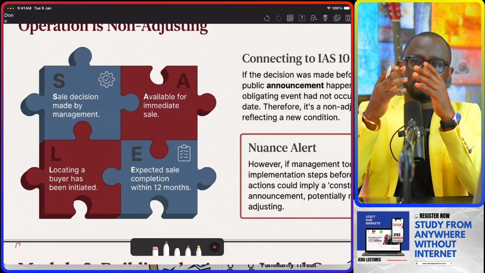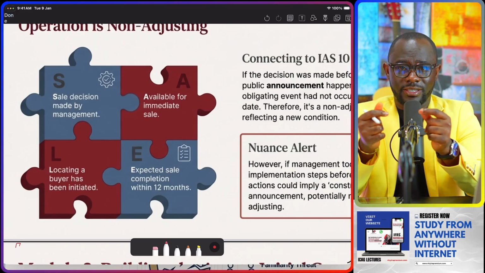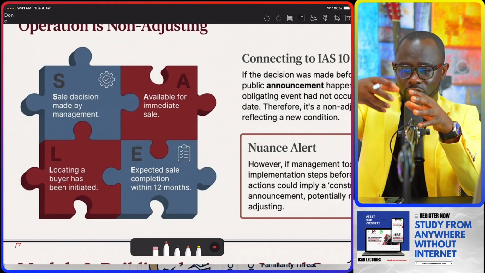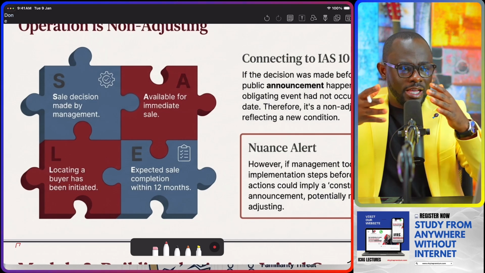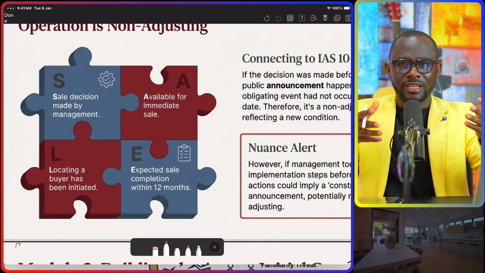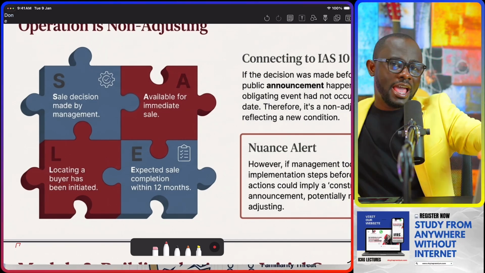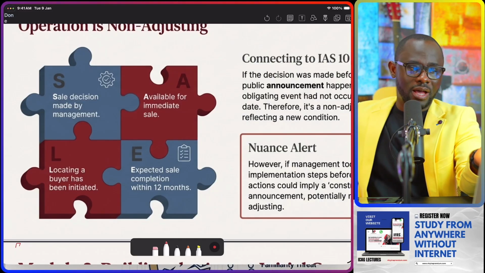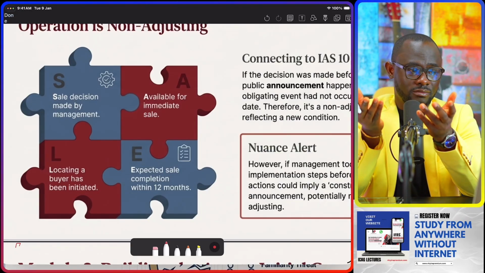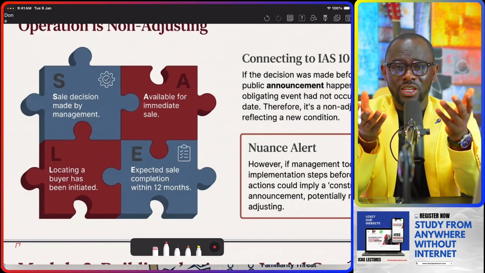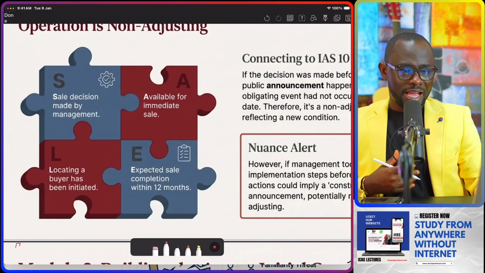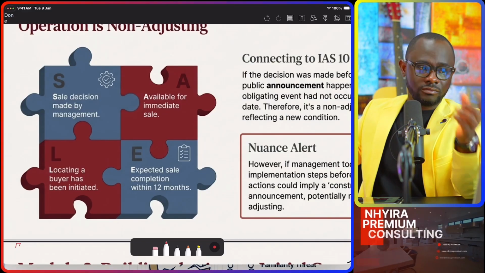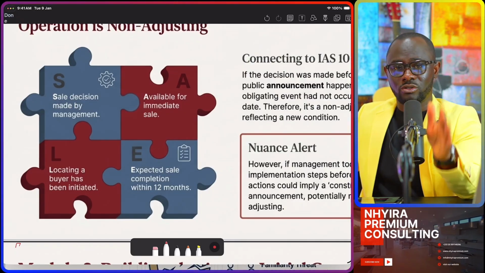S means management must make a decision that they want to sell the asset. A, the asset should be available for sale. In other words, the asset should be put in a saleable condition. The entity cannot say, oh, we are selling the asset, but they are still using the asset. L means locating a buyer, or the entity has identified a buyer. This is through advertisement. Okay, locating a buyer has been initiated. So they are advertising that, hey, we are selling this asset or we are selling our business. And then E, it is expected that the sale will be done within 12 months.